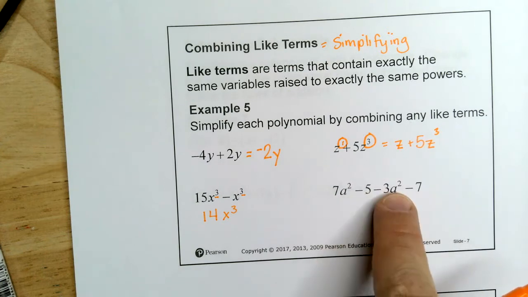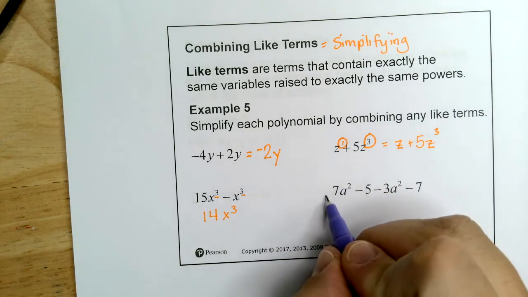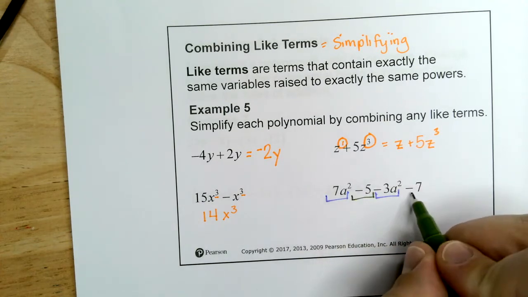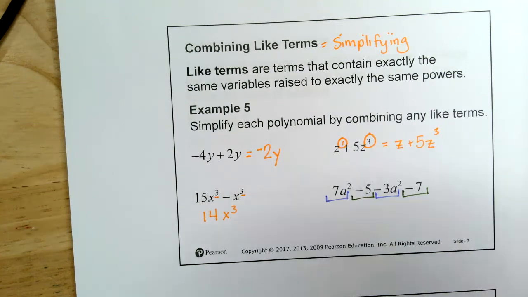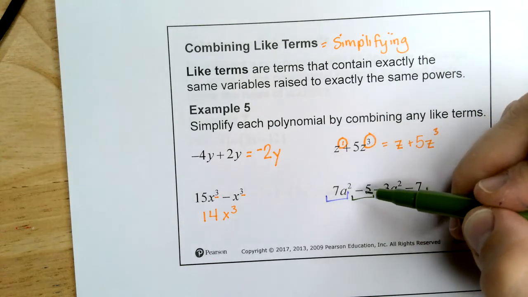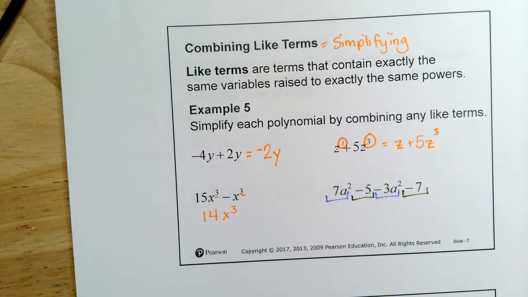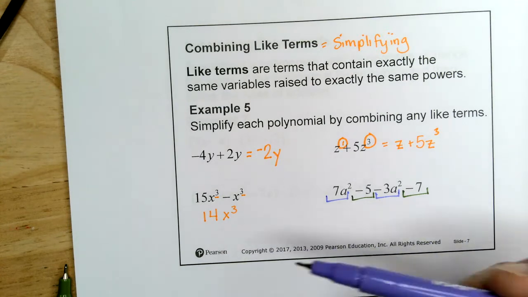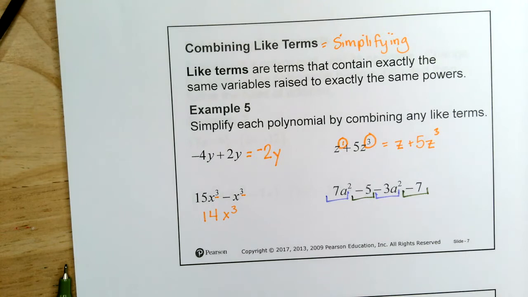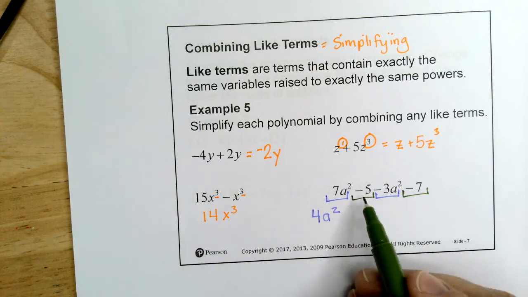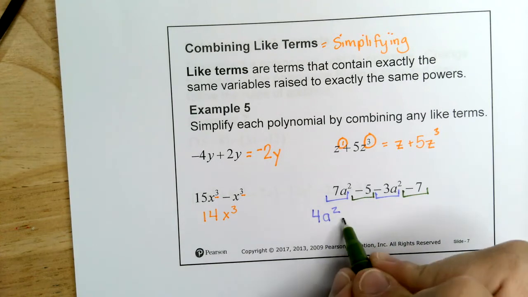7a squared minus 5 minus 3a squared minus 7. Let's separate those. We have an a squared, and we have a constant, just the number. And it's very important that you take the negative with that number. So that's a positive 7a squared, negative 5, negative 3a squared, negative 7. And then we combine them. You want to put the bigger degree first. So we do the 7 and the negative 3 first. 7 minus 3 is 4a squared, right? And then negative 5 minus 7 is negative 12.